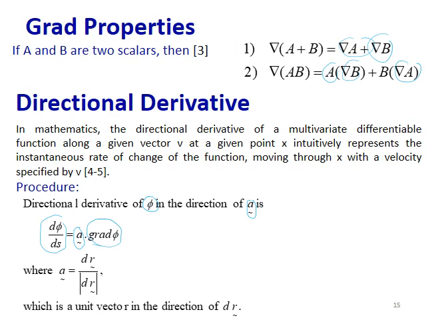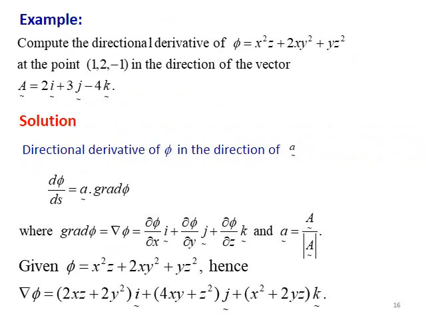Just a minute, this is a dot product, so does it give a scalar or a vector? You remember we said it's a scalar. At the end I will have a scalar. Okay, great. Now gradient phi means del phi, which we already discussed in the last few slides. What is a? a is a vector, a unit vector, in this way: dr over its magnitude. I will explain it through this example. Let me see the example.